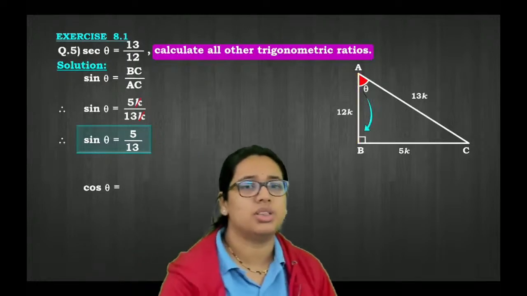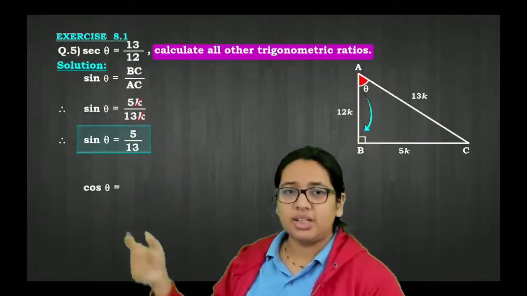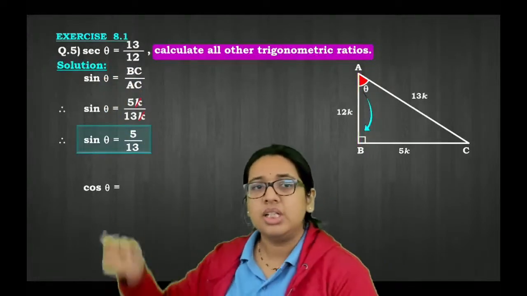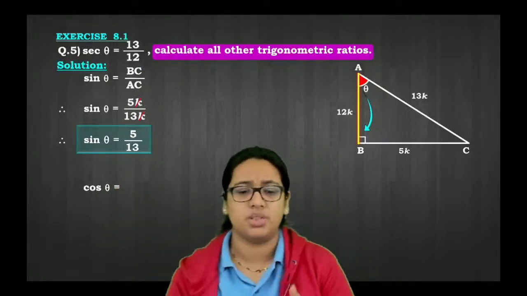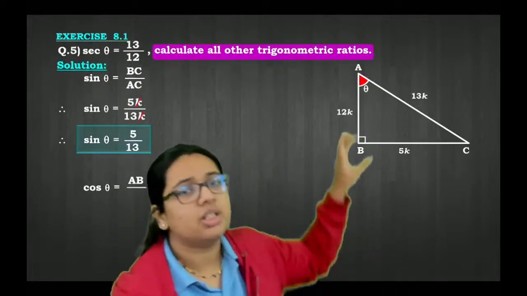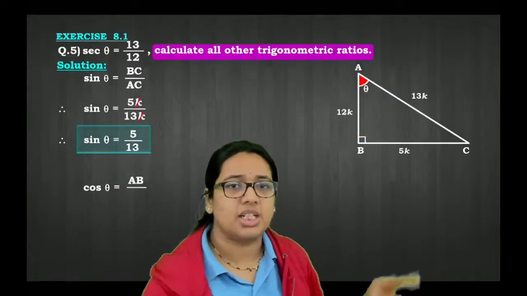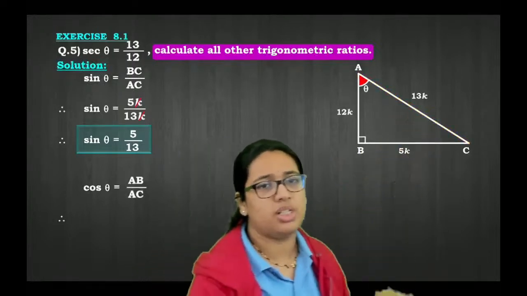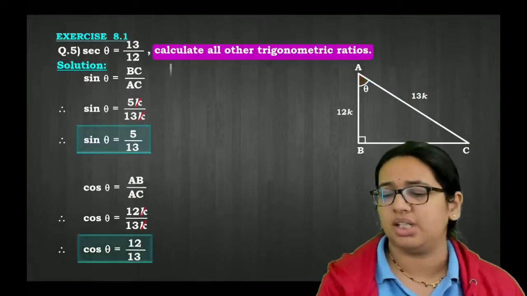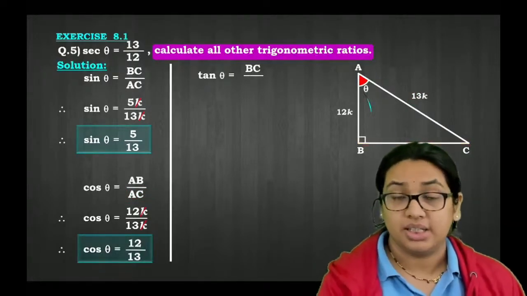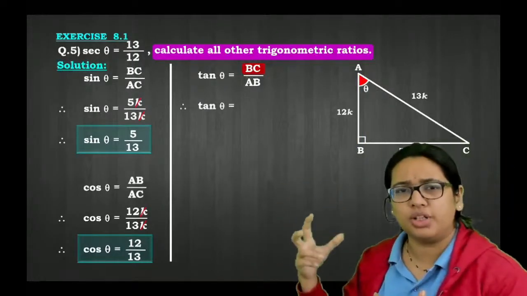The next part will be for cos theta. If you want, you can also use this: sec theta and cos theta are just reciprocals of each other. So if sec theta is 13 upon 12, then cos theta will be the reciprocal of it, which will be 12 upon 13. Or you can check this: cos theta is nothing but AH, that is adjacent side upon hypotenuse, so its answer will be 12k upon 13k, which can be written as 12 upon 13. Right?